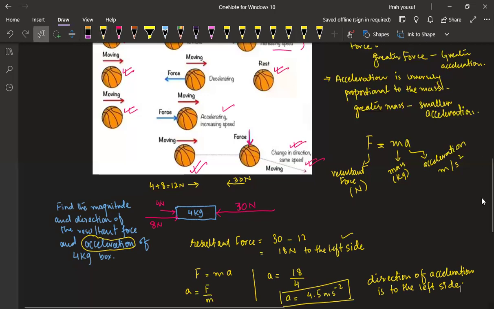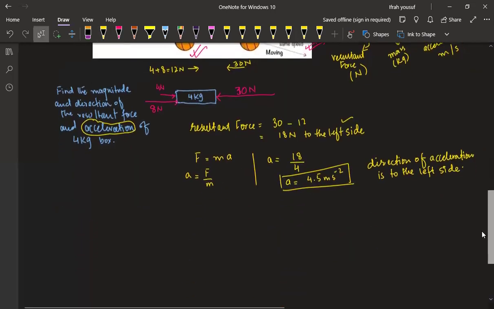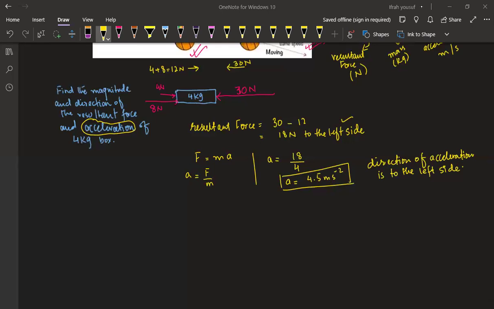Now let's talk about the third law of motion. It is not part of your syllabus, but if you can make a link with the idea that forces always act in pairs, then it becomes a law of motion, that is Newton's third law of motion.